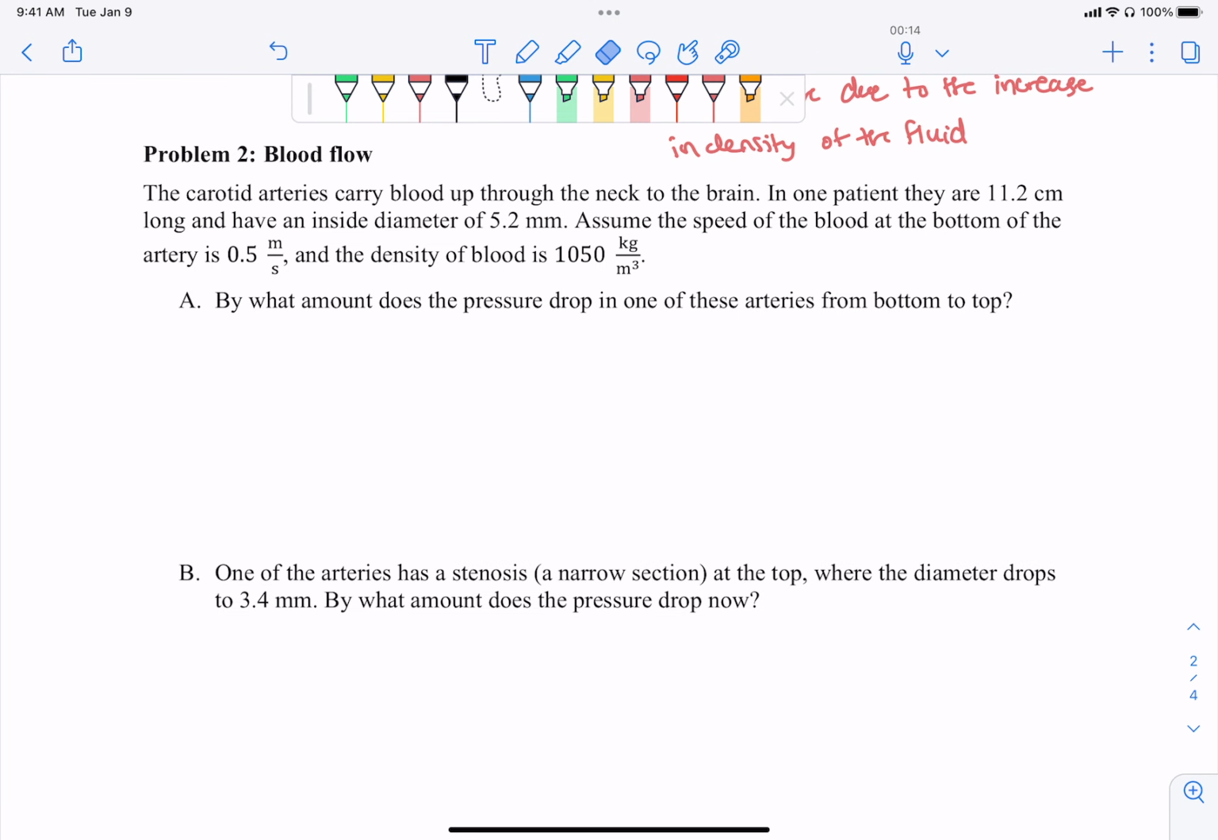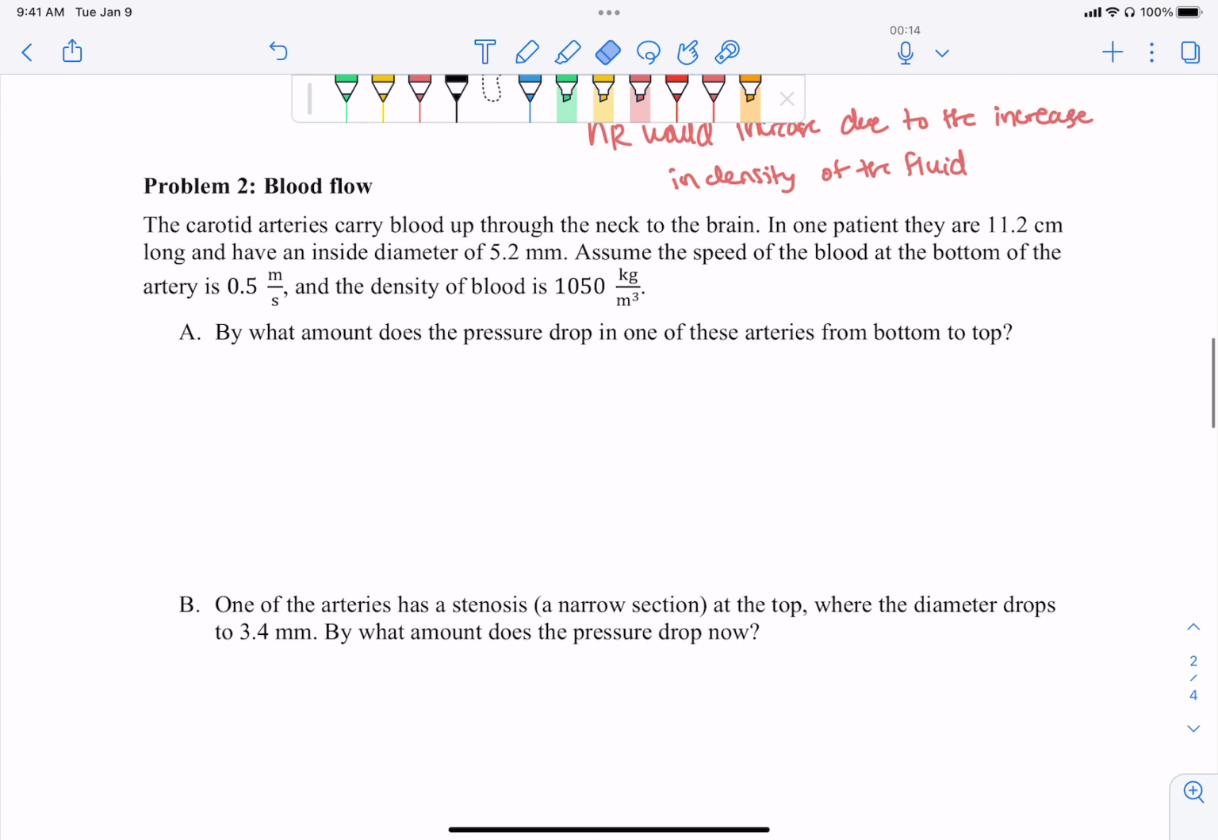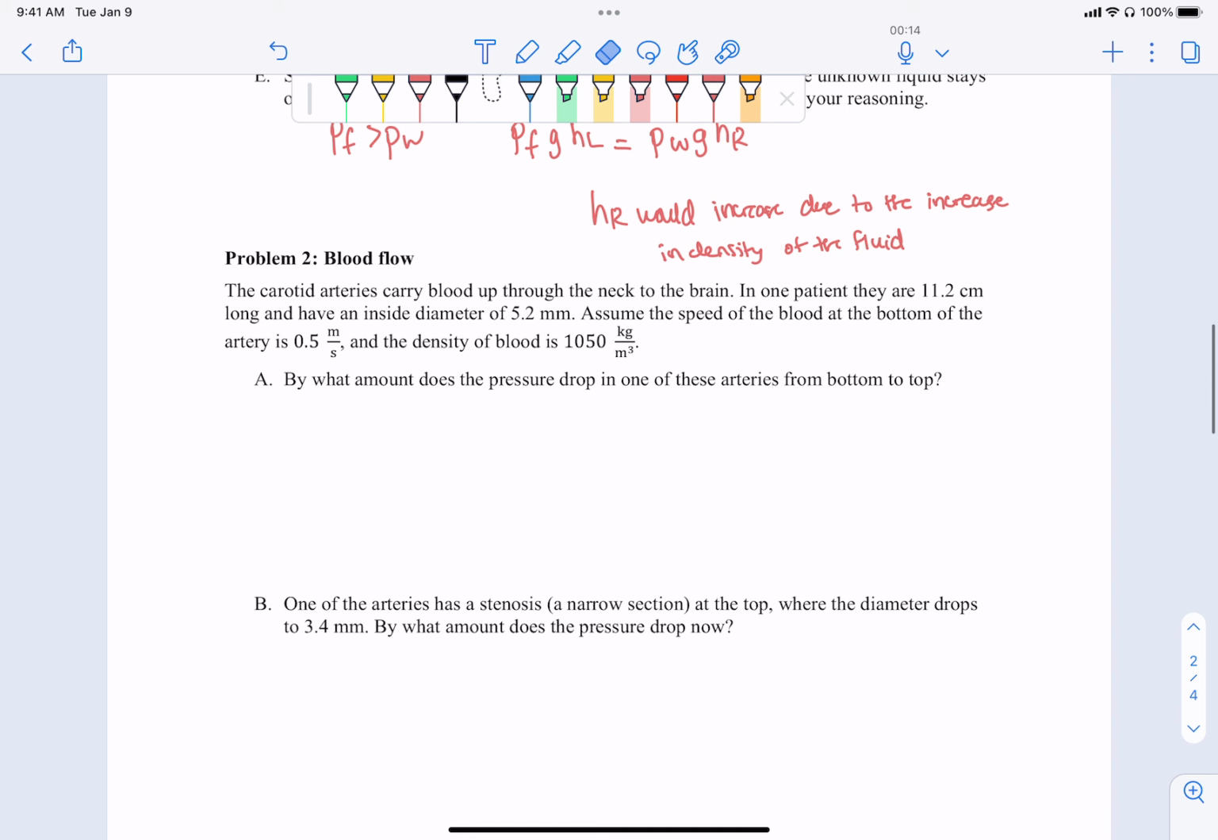So problem 2, we have blood flow. This is a nice change of pace, I guess, from this past problem. We have the carotid arteries carrying blood up through the neck to the brain. In one patient, they are 11.2 centimeters long and have an inside diameter of 5.2 millimeters. Assume the speed of the blood at the bottom of the artery is 0.5 meters per second, and the density of the blood is 1,050 kilograms per meter cubed, right?